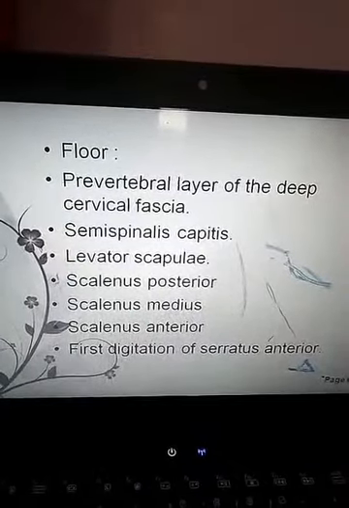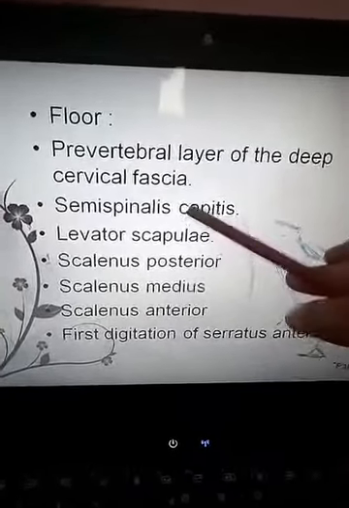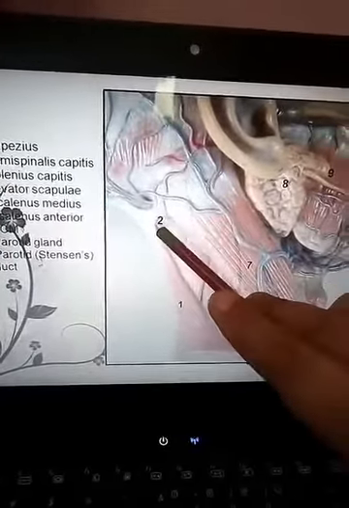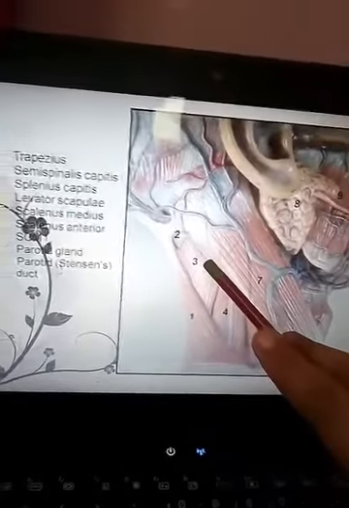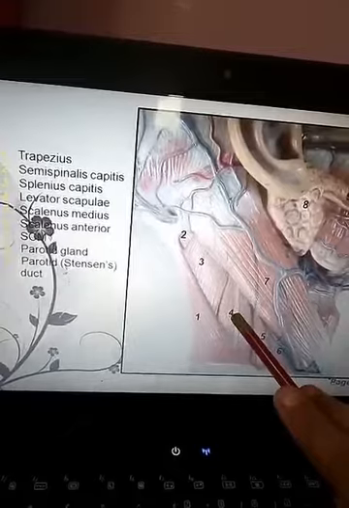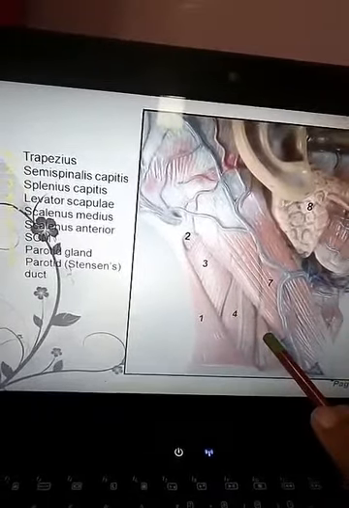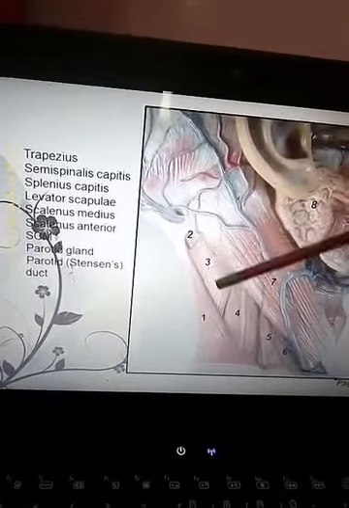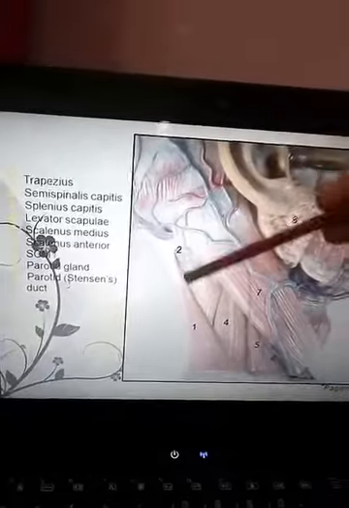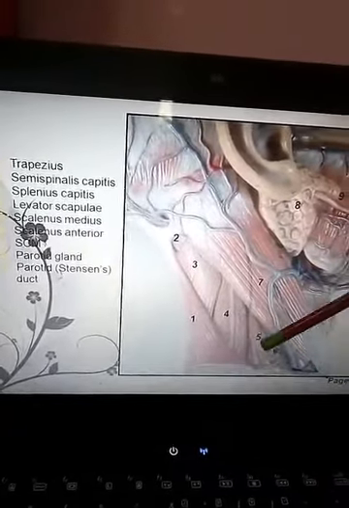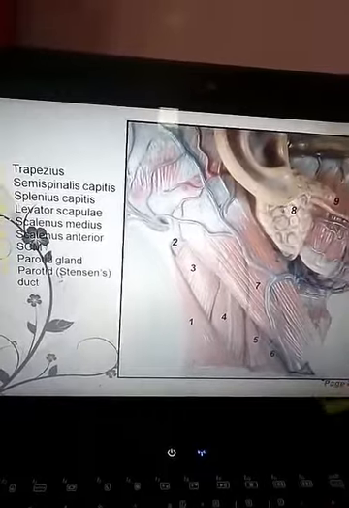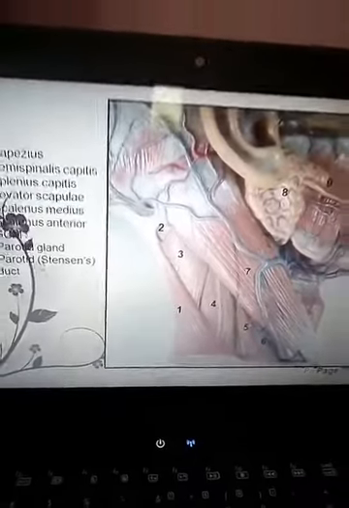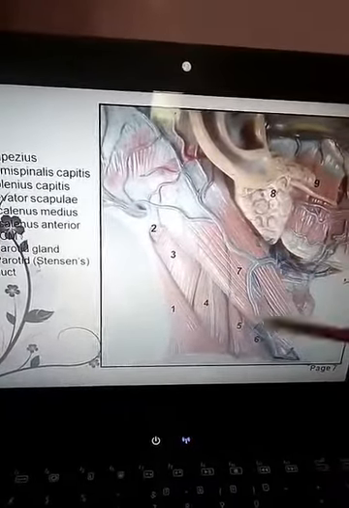Now the floor is formed by the prevertebral layer of the deep cervical fascia, which covers these muscles. From above downward we have this one, the semispinalis capitis, number two. Third is splenius capitis. Fourth is levator scapulae. Fifth is scalenus medius and sixth is scalenus anterior. So these muscles from above downward: semispinalis capitis, splenius capitis, levator scapulae, scalenus medius, scalenus anterior. All these muscles are covered by which fascia? Prevertebral fascia, and it forms the floor of this triangle.